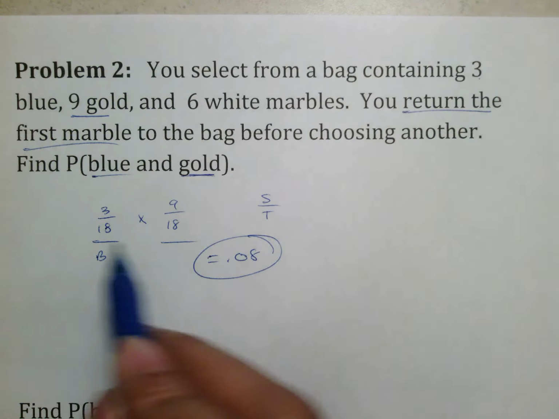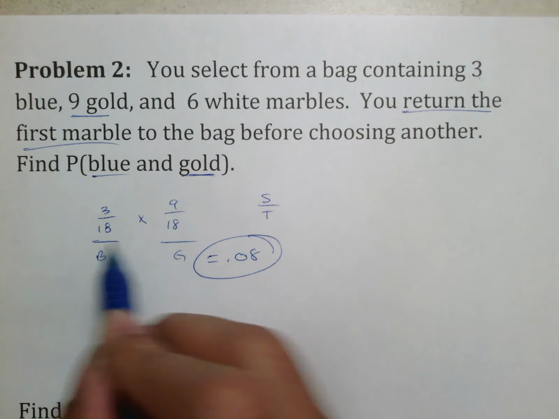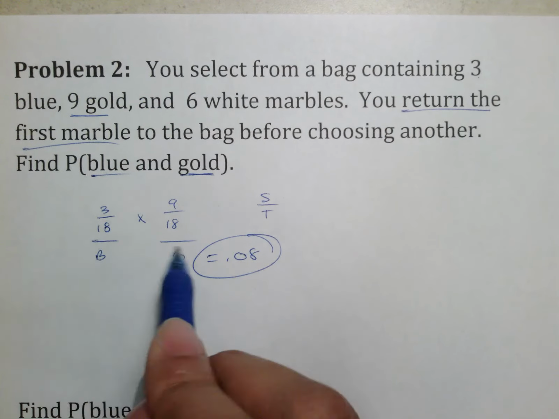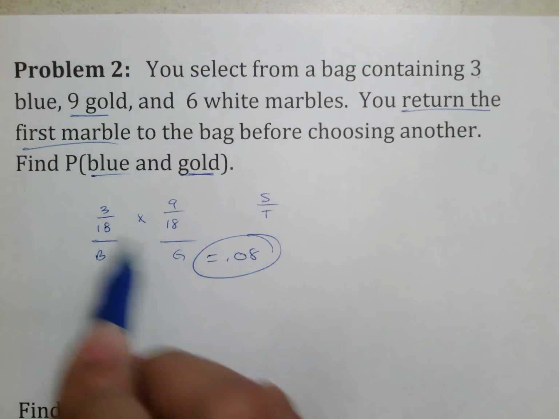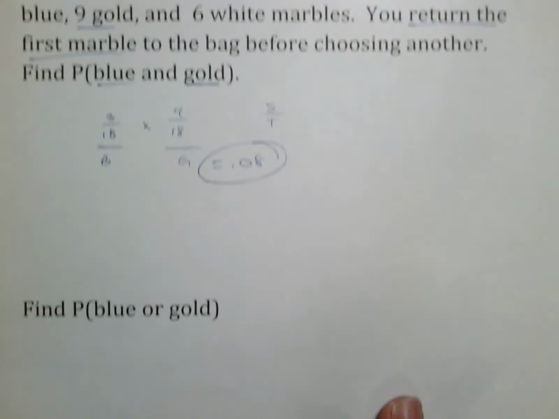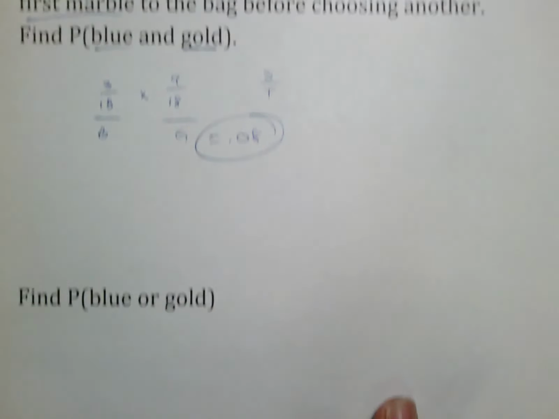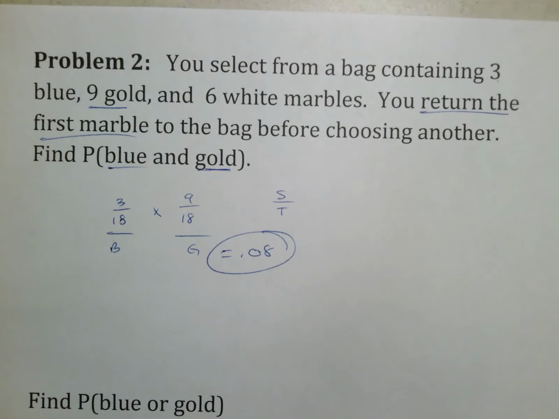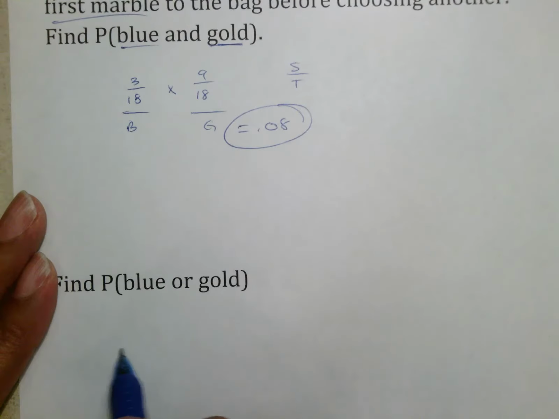So again, using the strategy that we used before, use the blanks. We're picking two things, put a blank on each one, figure out each one individually, and multiply. The probability of a blue or gold marble is different though, because now what we're going to do is actually take those two numbers and add them.